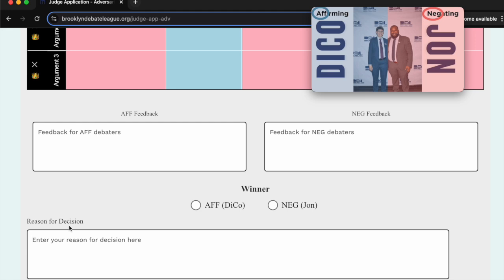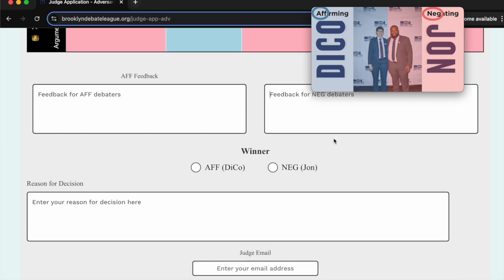So your RFD might be something like, AF's second argument and neg's first argument both extended through the round, but neg clearly explained why their argument had a larger impact on this debate. It was the most important argument brought forward in this debate. So your reason for decision is grounded in the arguments, and your feedback might be something like talking about the student's organization of their ideas, or maybe their use of evidence or their delivery. Anything like that would go in the feedback box.